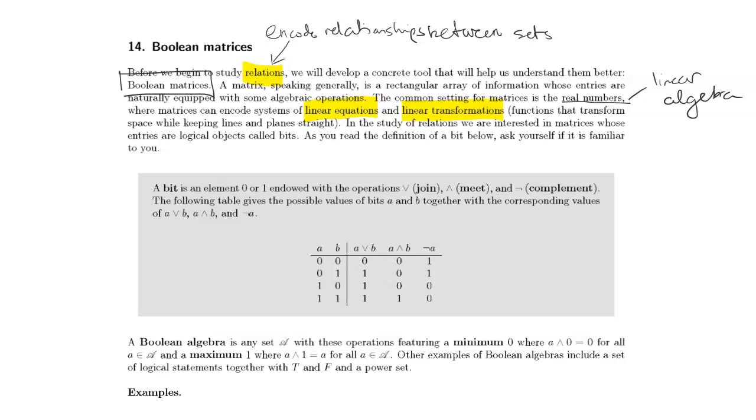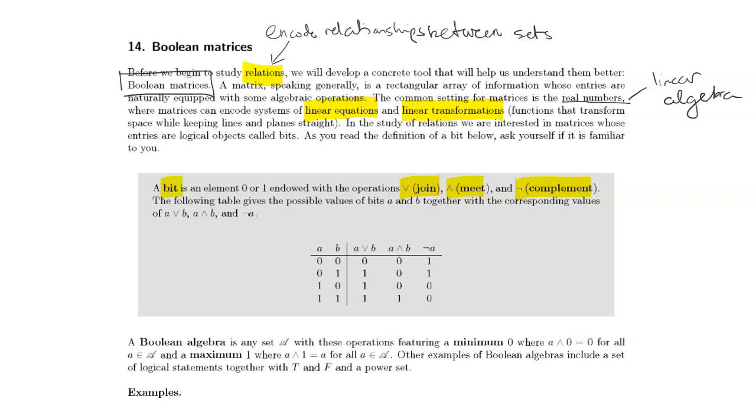In the study of relations, we are going to be interested in matrices whose entries are objects called bits. So a bit is an element, 0 or 1, endowed with three operations. We call these operations join, meet, and complement. These symbols should look familiar to you, and it's going to turn out that these operations behave the same way. So if I've got two bits, A and B, then this table tells you what A join B is going to be, A meet B is going to be, and the complement of A is going to be.